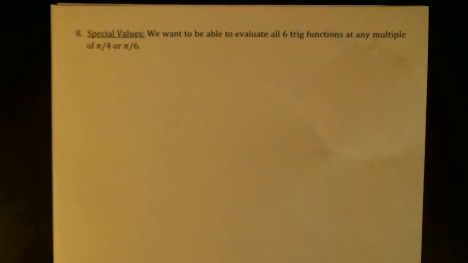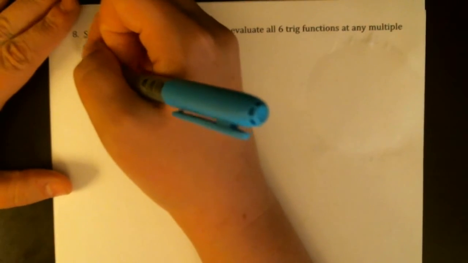Find on the unit circle and state its x and y coordinates. And we want to go a little further and get to the point where we can do any multiple of pi over 4 or pi over 6. So let's start with the pi over 4s.